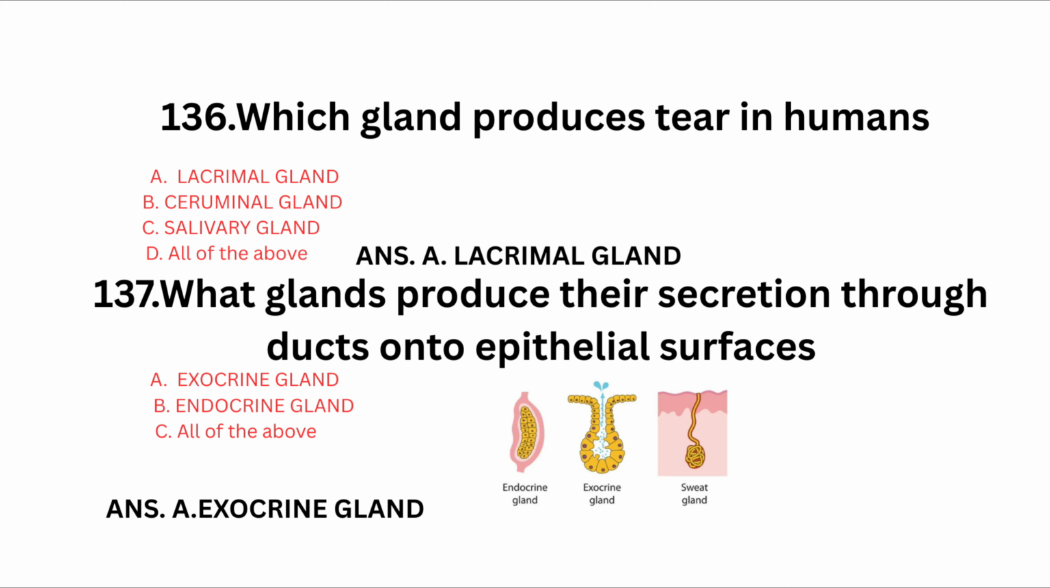136, which gland produces tear in humans? A, lacrimal. B, ceruminal. C, salivary. D, all of the above. Answer is the lacrimal gland.